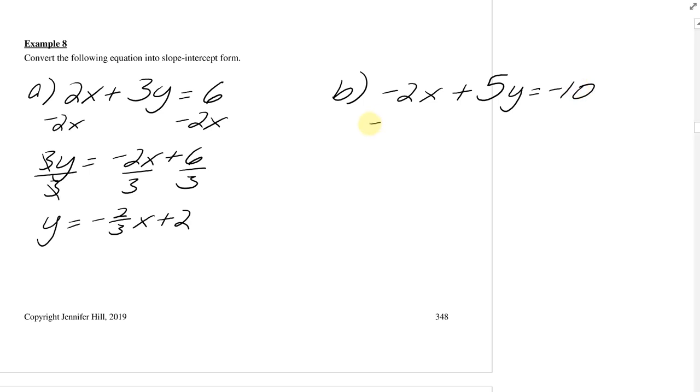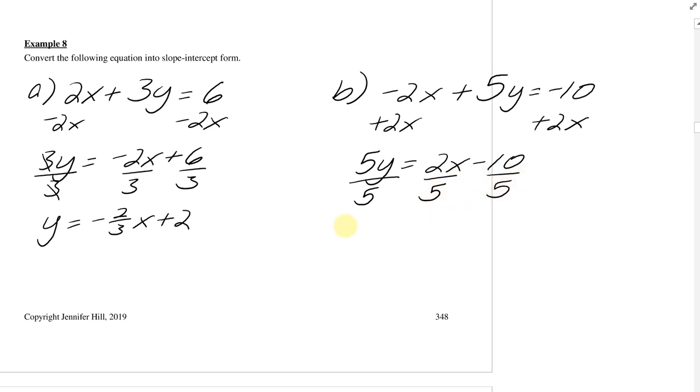So in this case, the first thing I want to do is add the 2x to each side. So I get 5y equals 2x minus 10. And then I can just divide each side by 5. So this becomes y equals 2/5 x minus 2. And now that would be in slope-intercept form.